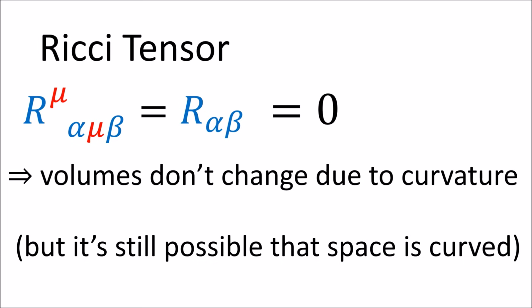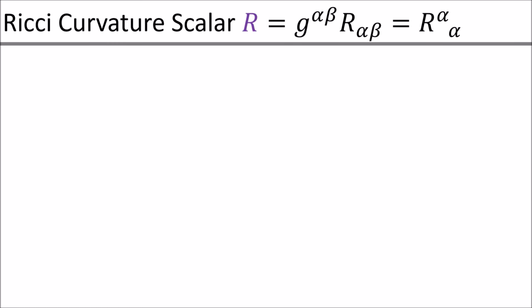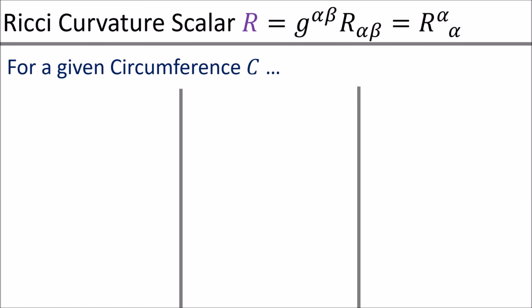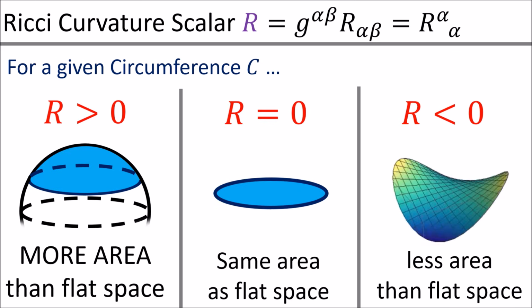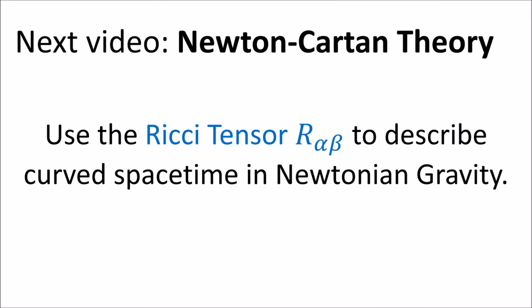But it's still possible for space to be curved even if the Ricci tensor is 0. And the Ricci scalar tells us if the area of a circle of a given circumference is more or less than we'd expect compared to a circle in flat space. In the next video, we're going to use the Ricci tensor to describe the curved spacetime of Newtonian gravity.